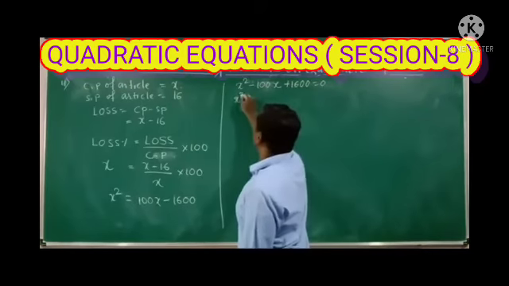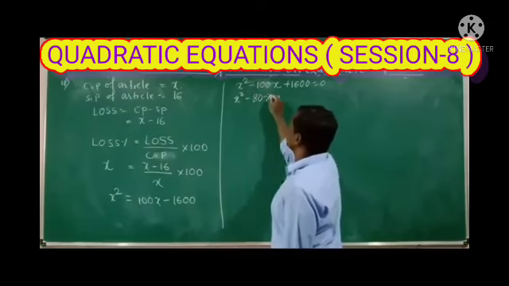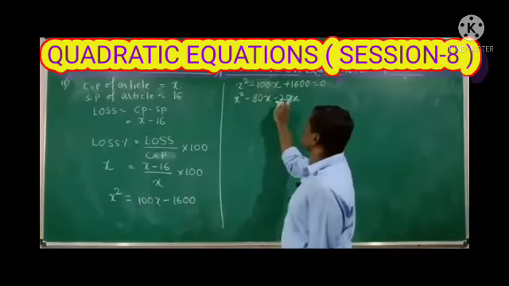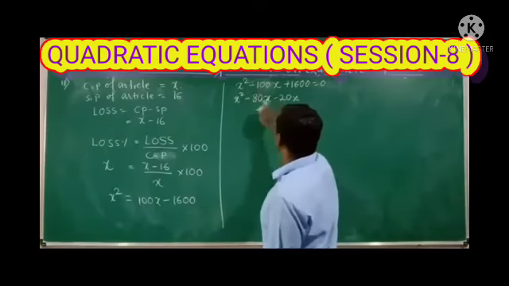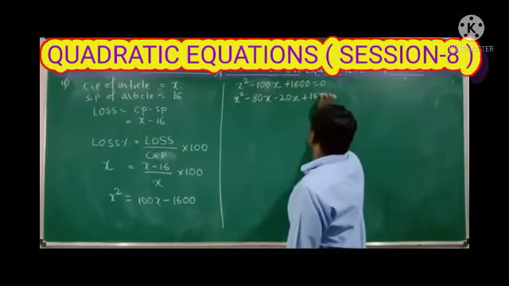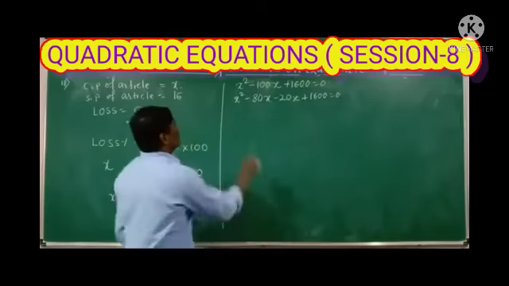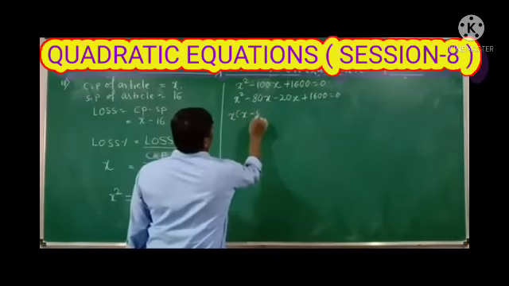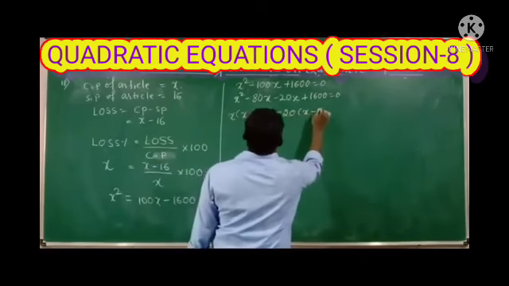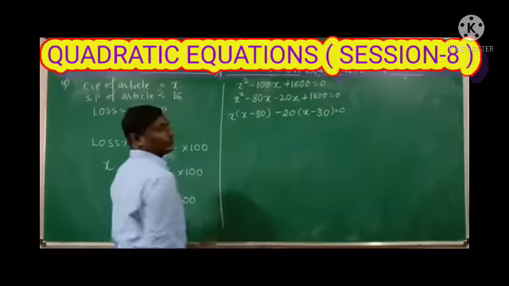Now X square minus 100X can be split as minus 80X minus 20X. Minus 80X minus 20X is nothing but minus 100X, and their product is equal to plus 1600, which is equal to 0. In the first two terms, what do you have to take common? X minus 80. In the last two terms, minus 20, X minus 80, which is equal to 0, right?